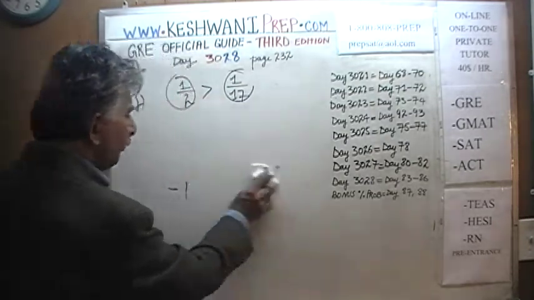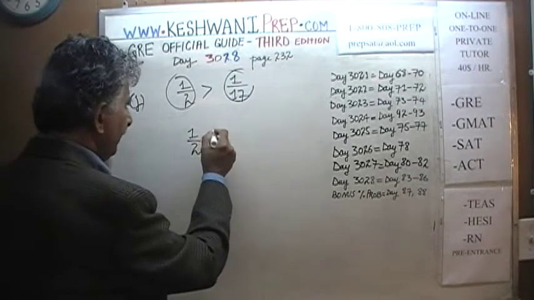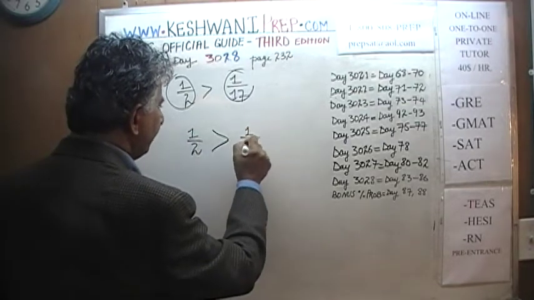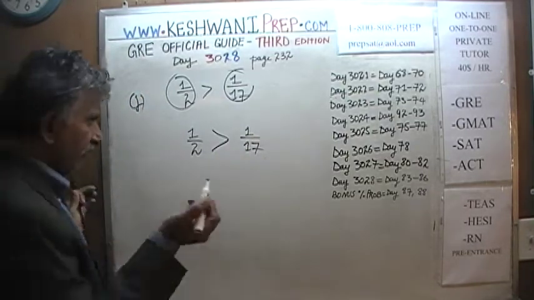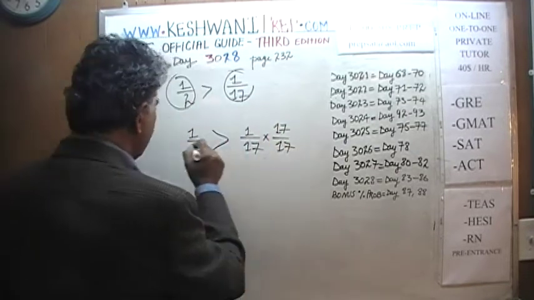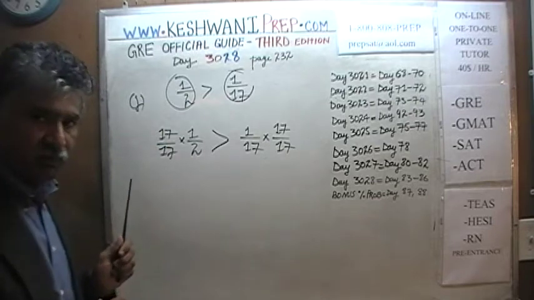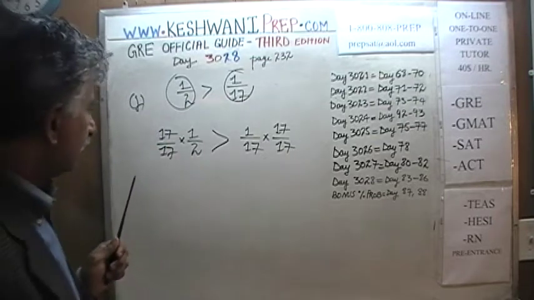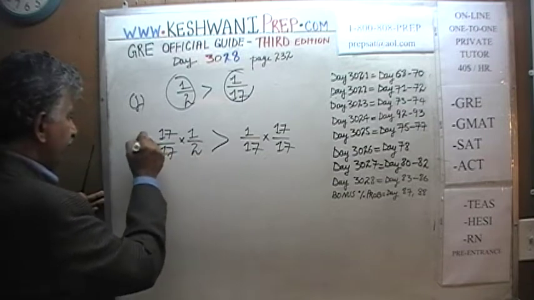Do you know how we can figure out very quickly whether or not it's correct? Well, this is the trick. This is 1/2. This is 1/17. The correct procedure is as follows. Multiply this side by 17 over 17, multiply that side by 17 over 17. This is a long procedure. We don't need it here, but I'm just showing you the procedure. The next thing, we want to get rid of this 2.